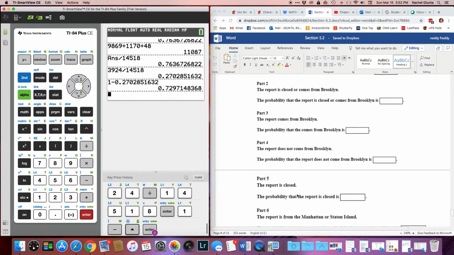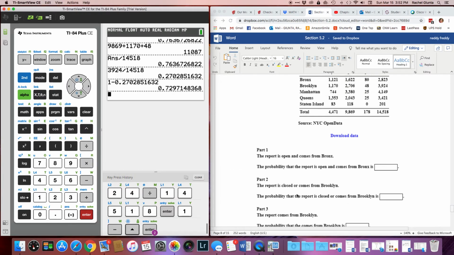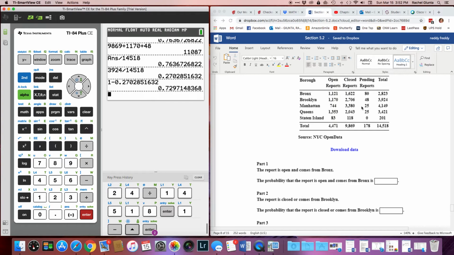Probability that the report is closed, we would take all the closed reports here. I'm not going to keep punching in the numbers. These are pretty straightforward now. All the closed reports, 9869, and we would divide by 14518.